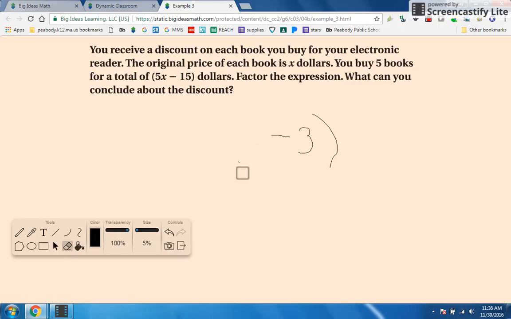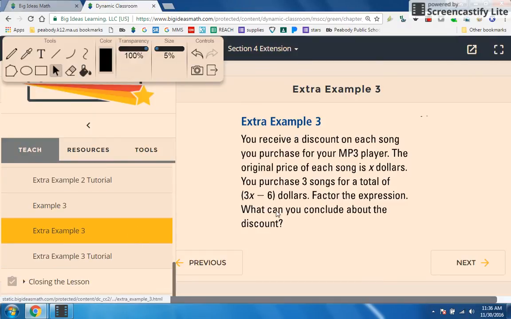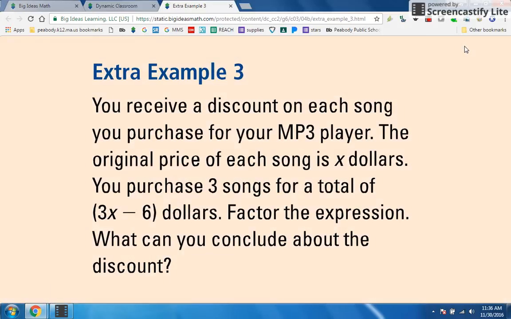So you're going to factor the expression, and whatever is being subtracted from the variable when you're done is how much you're saving. Let me see if I can give you one of these to try. So pause the video. This is the last one. They're already giving you the expression. You're going to factor out the greatest common factor, and whatever is left that's being subtracted from the variable is going to be your discount. So see if you can try that one.